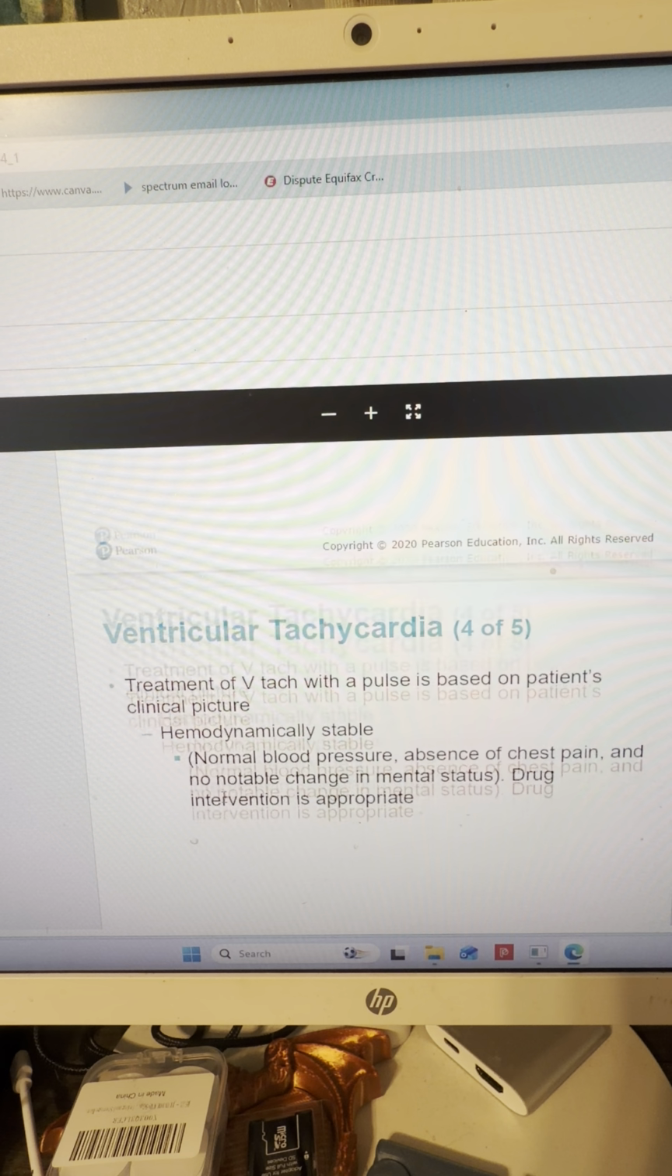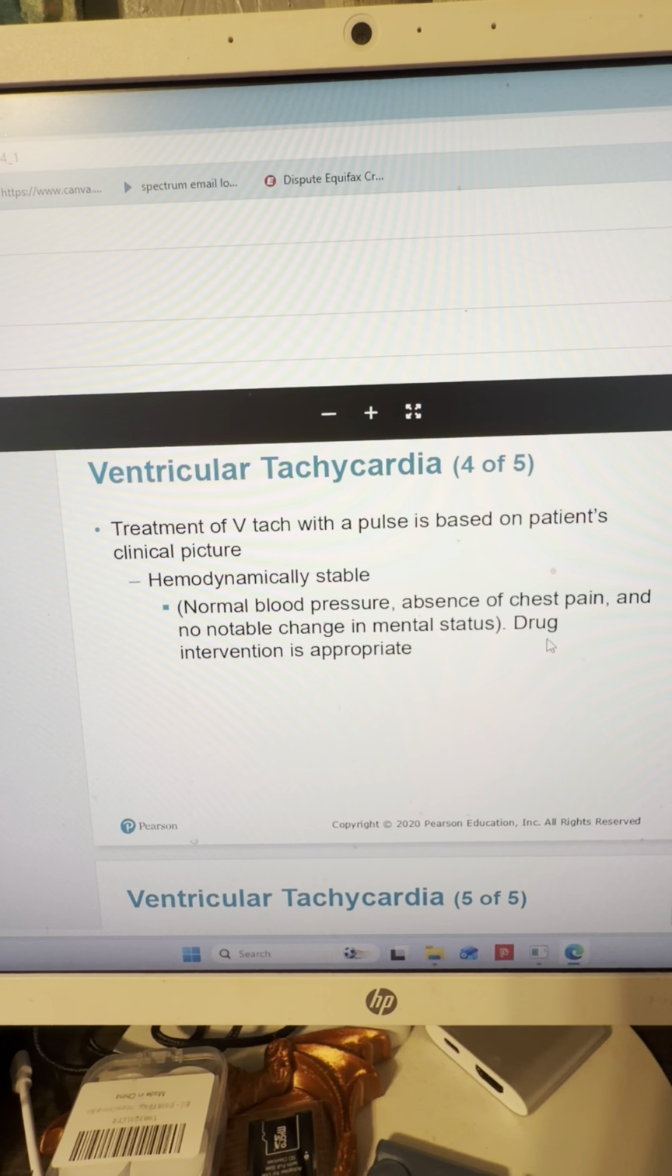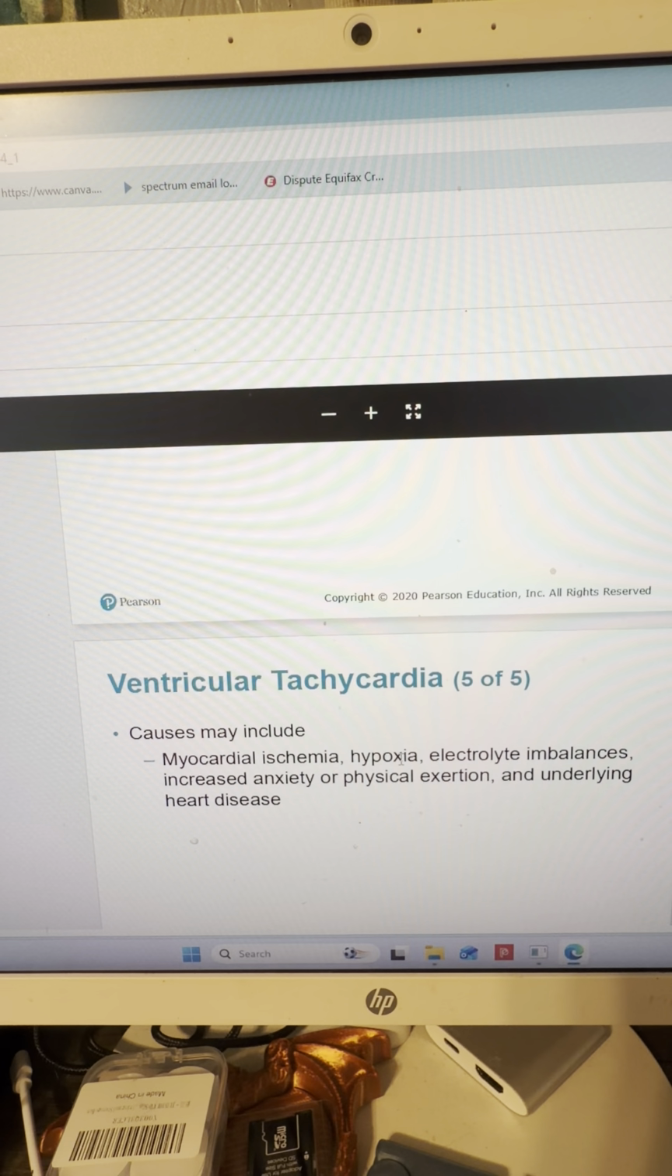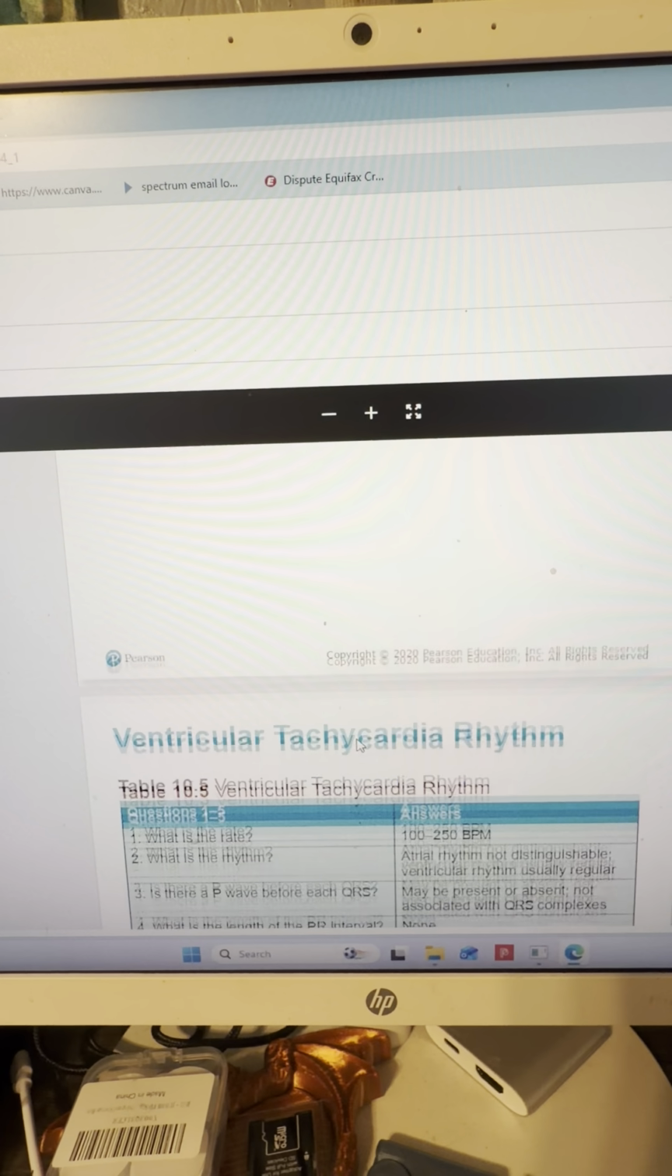If the patient is hemodynamically stable, their blood pressure is normal, they don't have chest pain, they're just like, I don't feel good, I don't know what's wrong, then we're going to use drugs for them, and we'll go over the drugs later. Causes, usually this is the cause: myocardial ischemia or an infarct is occurring, hypoxia, electrolyte imbalances, anxiety, physical exertion, heart disease.